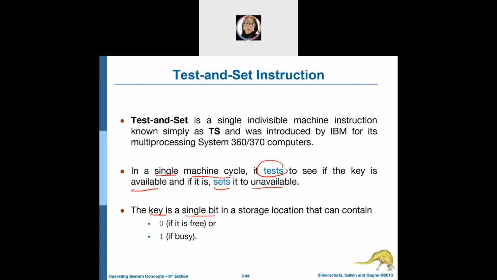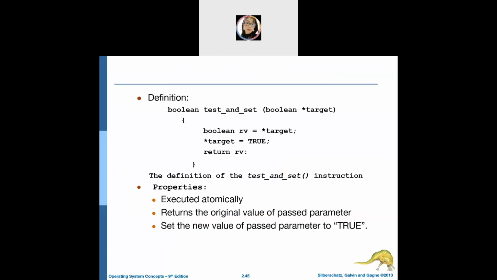The key is a single bit of storage location that contains 0 or 1, which is 0 if it is free or 1 if it's busy. Only two conditions can be entered in the storage location. So let's see the example. This is the definition of the test and set instruction. Properties: executes atomically, returns the original value of the passed parameter, and sets the new value of the passed parameter to true.